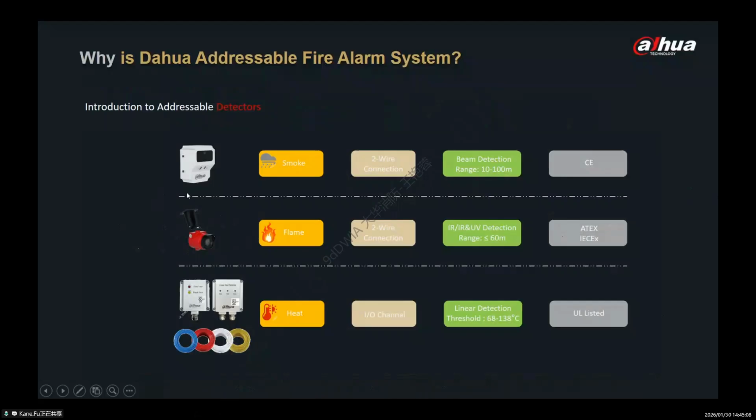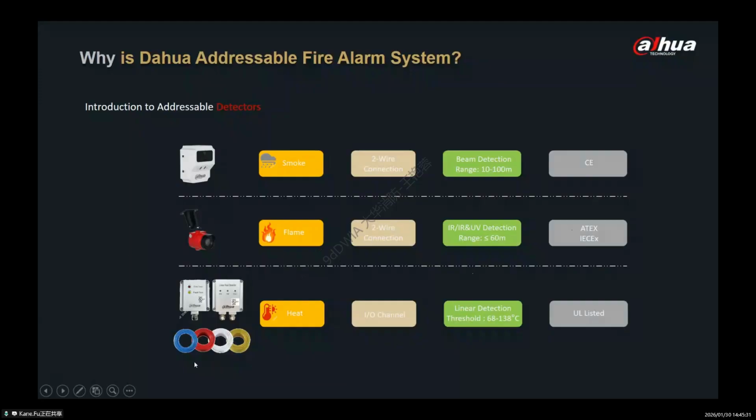The second one is the flame detector, explosion-proof. You have two types: with triple IR detection, or IR detection with UV. We have ATEX and IEC certification now, and it is two-way addressable.